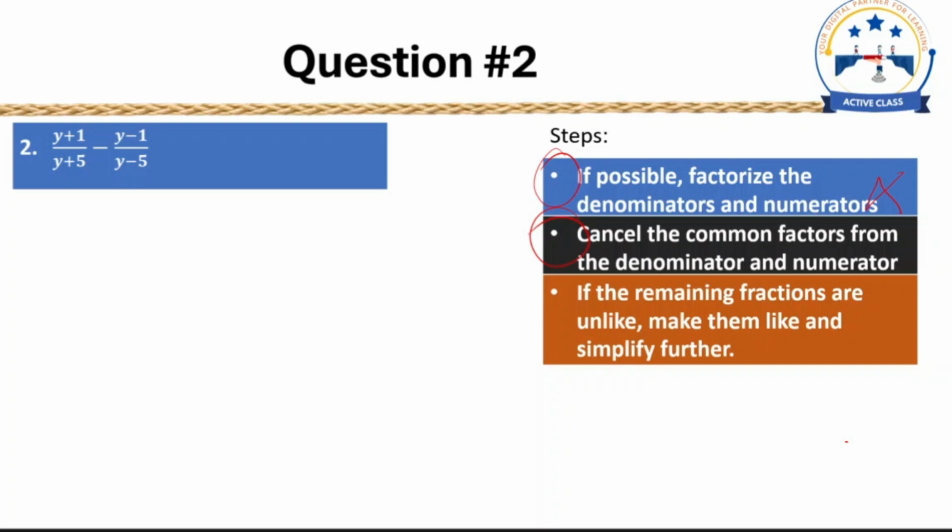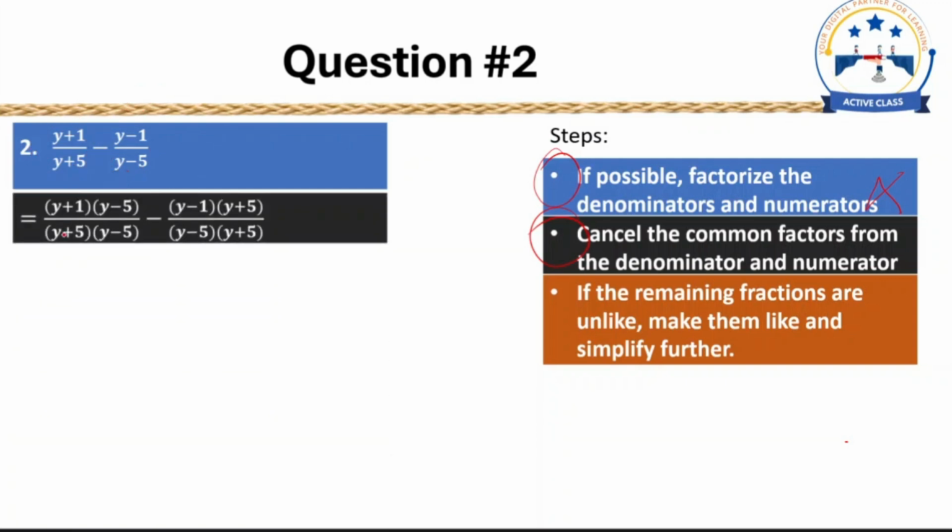Unlike means the fractions with different denominators. See, the denominators are different, right? So if we want to make them same, then this y plus 5 should be multiplied with this y minus 5, and the y minus 5, this one should be multiplied with this y plus 5, right? Then only the denominators become like. And you know, we cannot multiply only the denominator, we have to multiply the numerator as well with the same factors that you have multiplied in the denominator. So if you multiply y plus 5 with y minus 5 in the first fraction, then the numerator should also be multiplied with the same factor, okay? Let's do it in the second step.